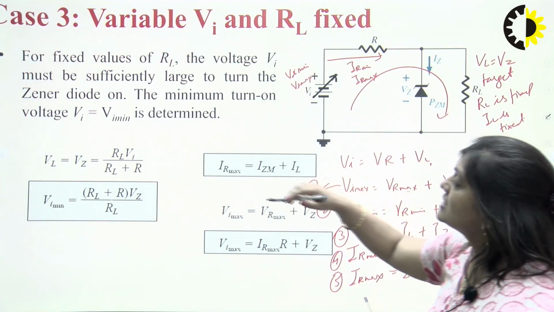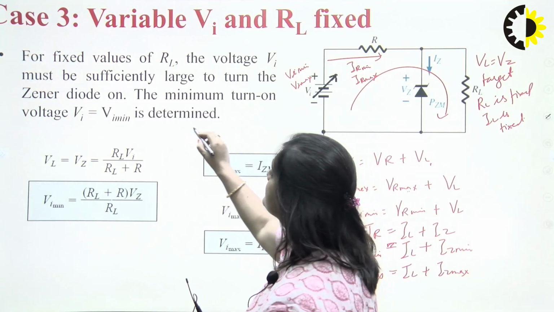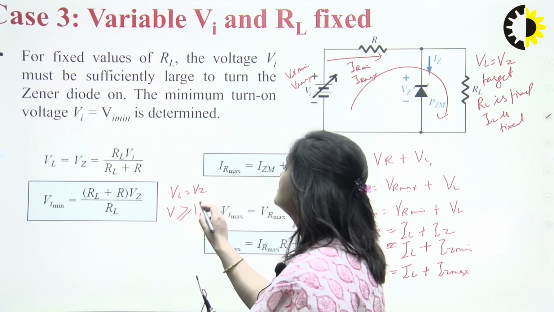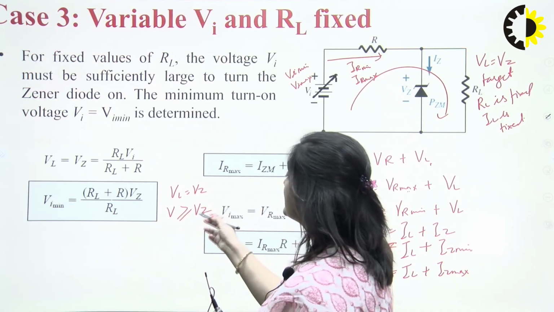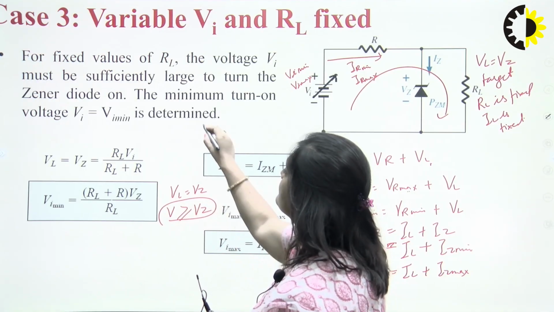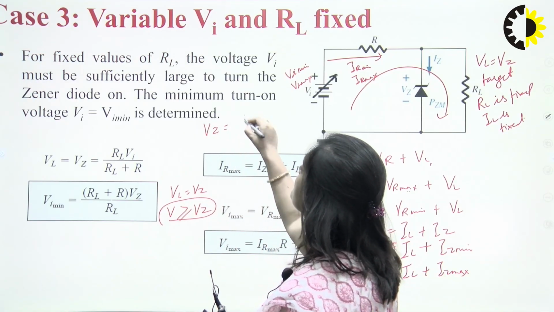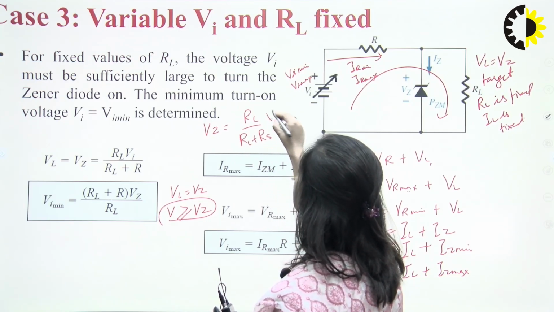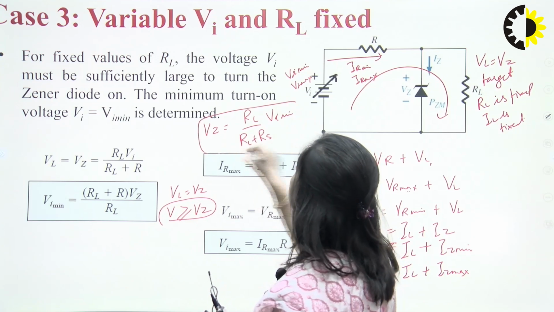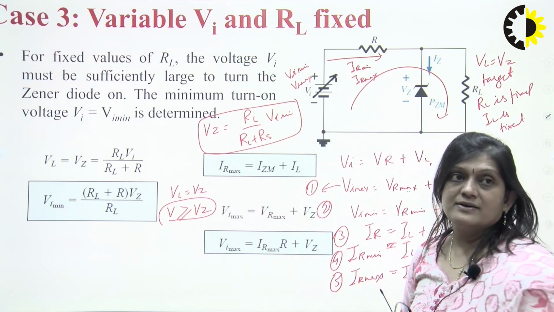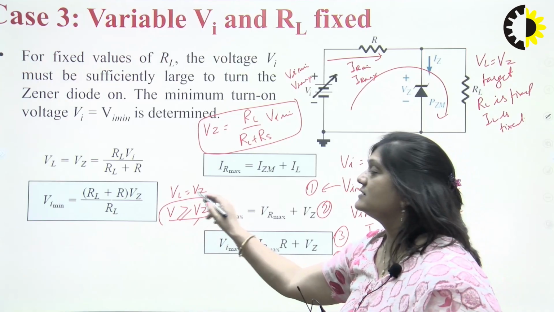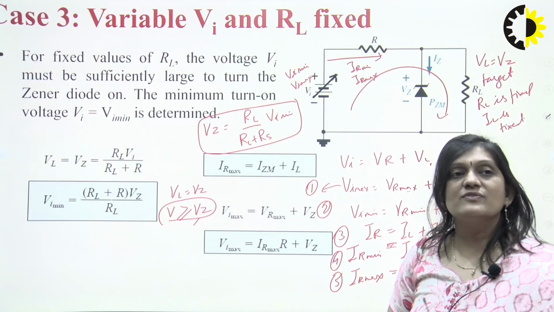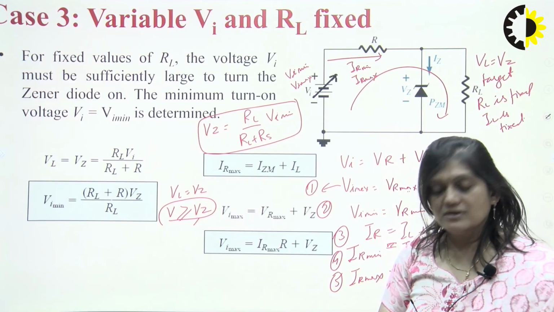Now the minimum value of Vi we can find, like our target is VL equal to Vz. So for bringing this condition, we have to keep the minimum value of Vi that may bring the voltage across the Zener diode equal to Vz. Then only this condition will be satisfied and the output will be constant, that is VL equal to Vz. So we will be solving numericals in the next lecture. Thank you.